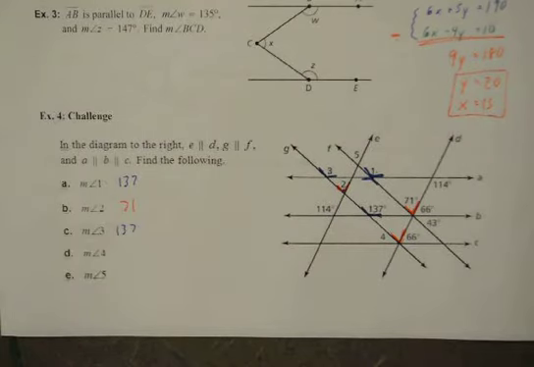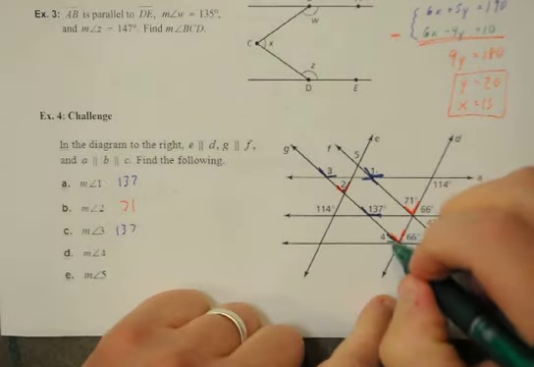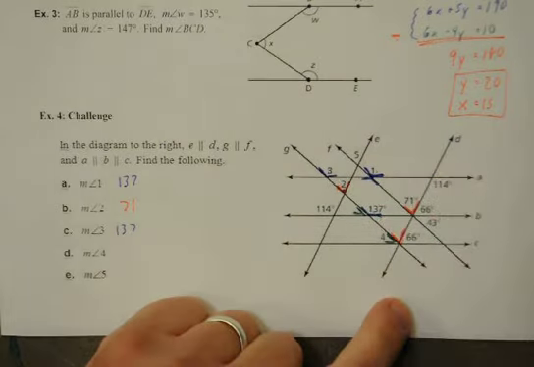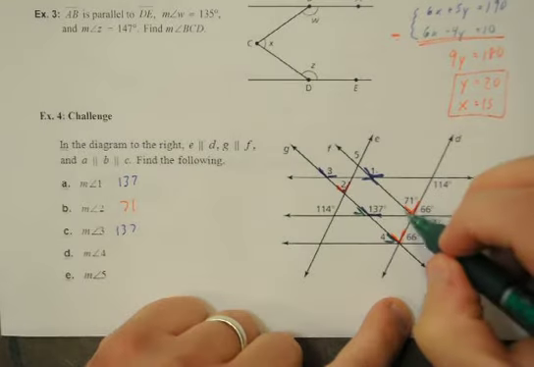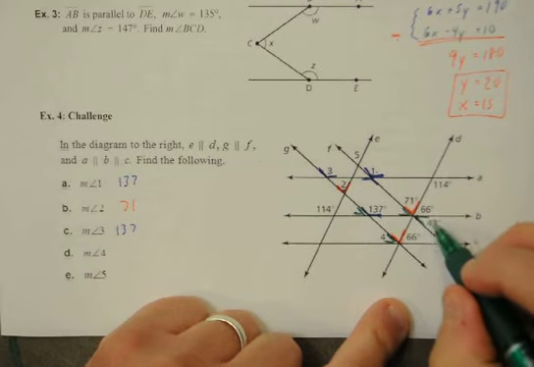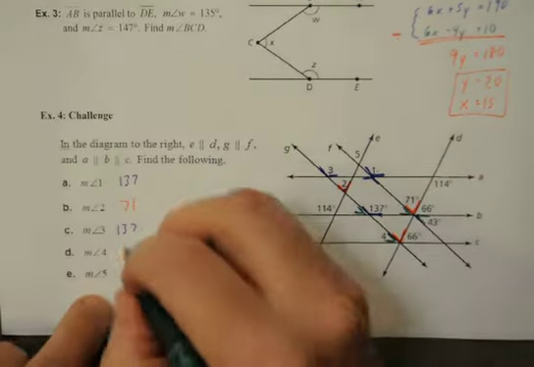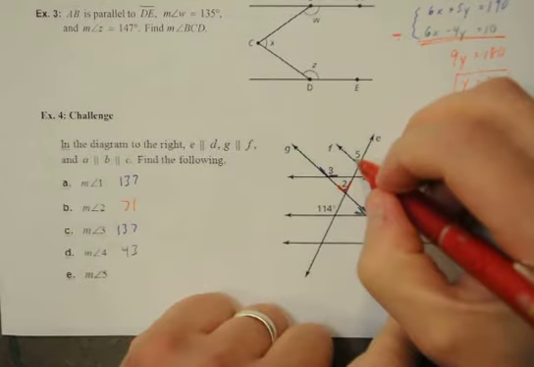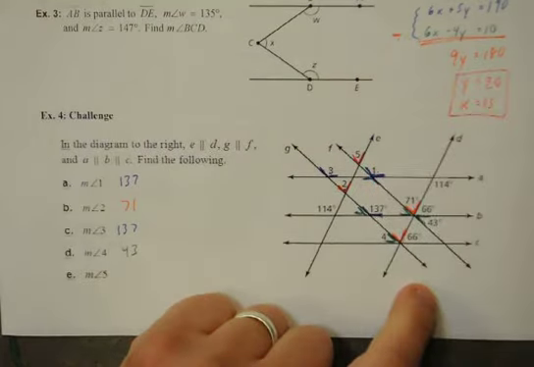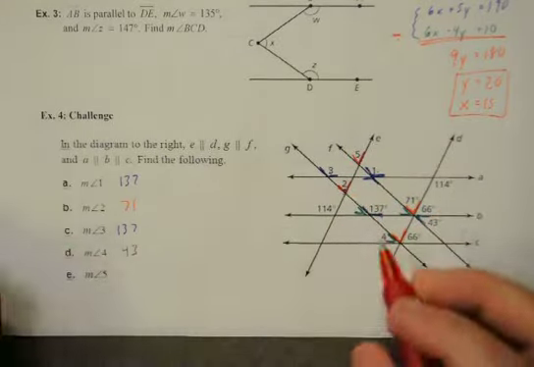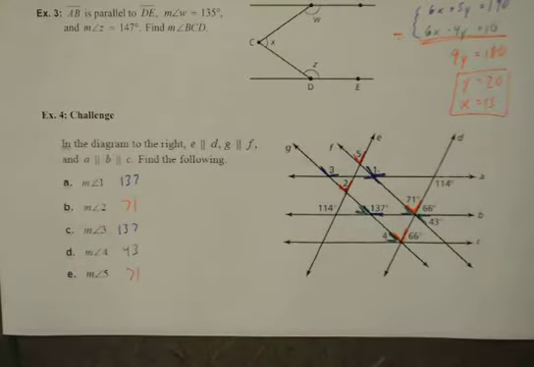Angle 4 is this angle, which corresponds with this angle, which corresponds with this angle, which is the same as this angle because they're vertical. So 43, 43, 43, 43. And the last is angle 5. Where's angle 5? Here it is. This angle corresponds with 2. This is the same sort of angle, so 5 is also 71. So it's a puzzle.